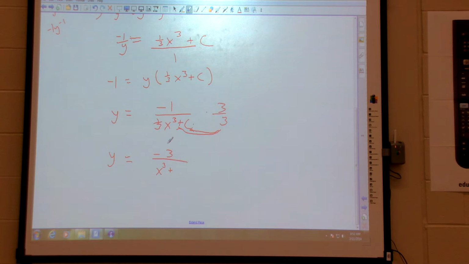So anyway, when I distribute this 3, 3c is still a constant, correct? It's a different constant, but it's still a constant, right? So we kind of just keep it as c. We know it's really not the same thing we started with, but it's still a constant, so I don't really care what it is. Does that make sense? Okay, so there's my y. There's part of the answer.